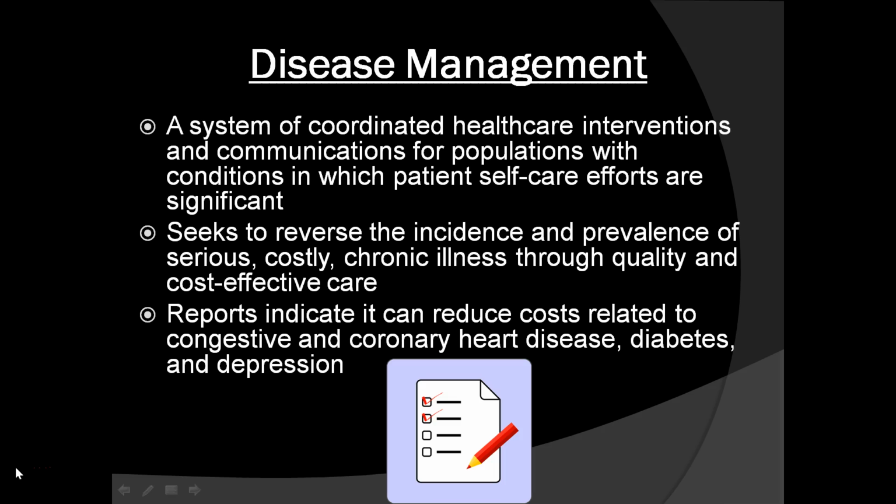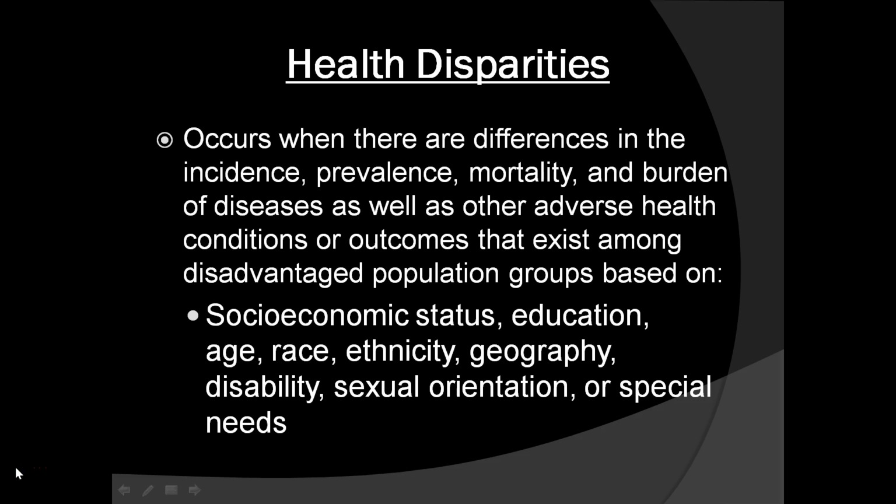So health disparities occur when there are differences in the incidence, prevalence, mortality, and burden of disease, as well as other adverse health conditions or outcomes that exist among disadvantaged population groups. And this can be based on socioeconomic status, education, age, race, ethnicity, geography, disability, sexual orientation, and or special needs. These population groups experience a disproportionate burden of illness as a result of barriers imposed by discrimination or differences in culture, language, beliefs, and values. And this leads to poor quality of care and lack of access to affordable quality primary care.